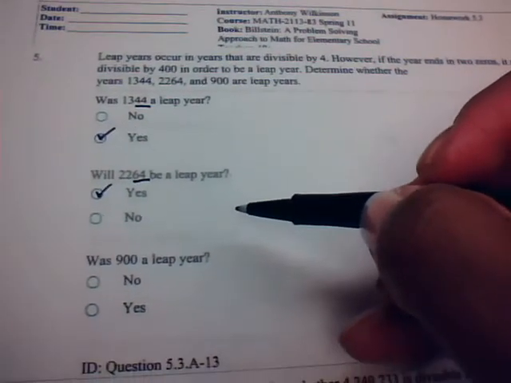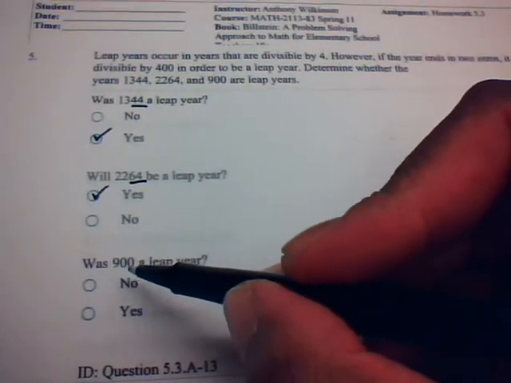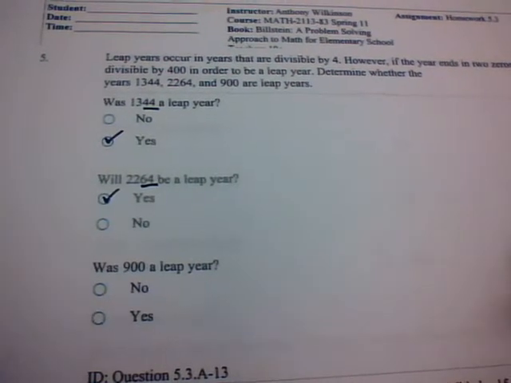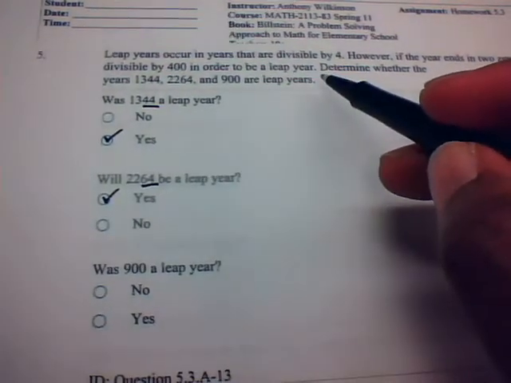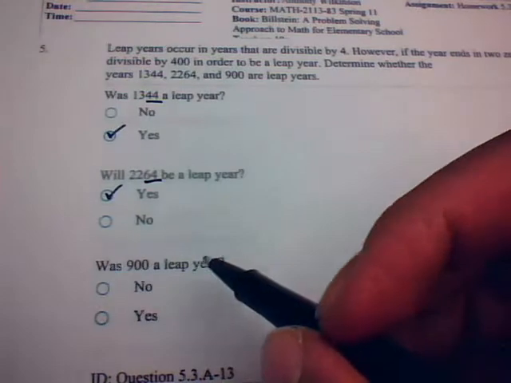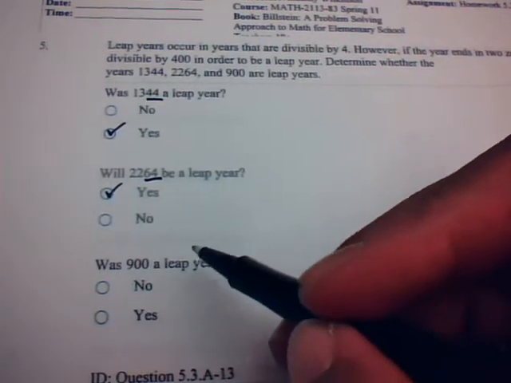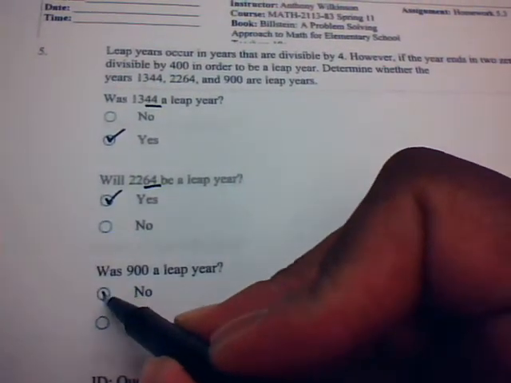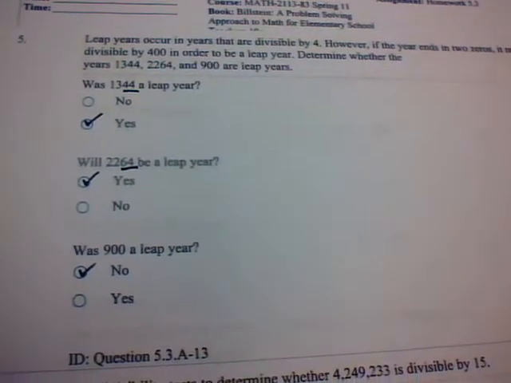Now look at this one. Was 900 a leap year? Here, this number ends in 2 zeros. The stipulation says here if it ends in 2 zeros, then it must be divisible by 400 in order for it to be a leap year. Here, 900 is not going to be divisible by 400 because when I divide 400 into 900, it's going to go 2 times with 100 left over. So here, no, 900 was not a leap year.